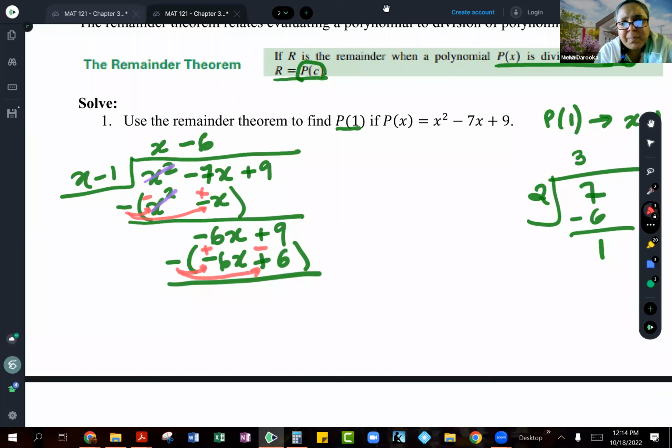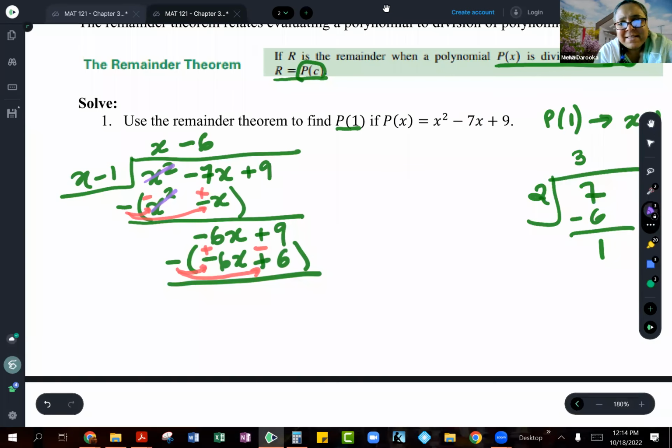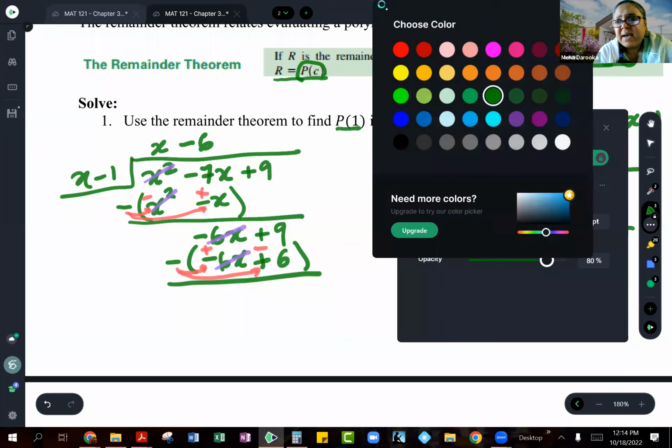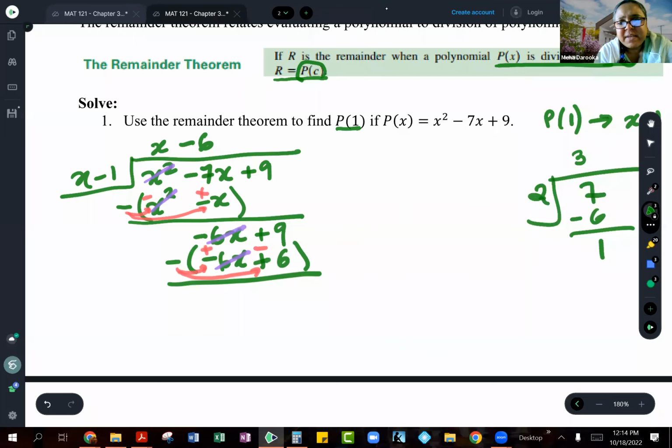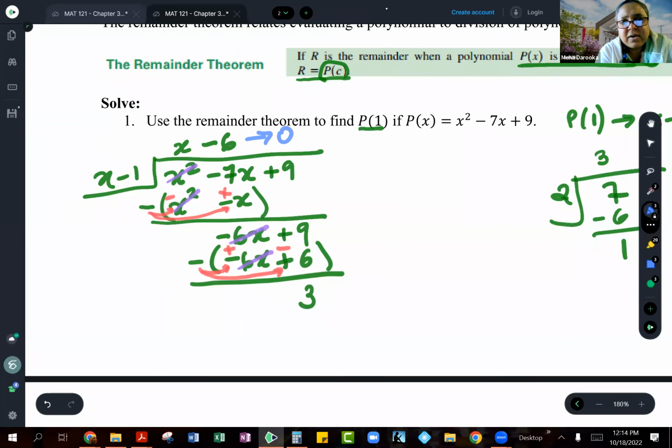Okay, so now, as we did before, you have a -6x here. This guy became +6x, so they cancel out. And then you have a +9 and a -6, so we can go ahead and subtract those. So +9 and -6 will, of course, then end up giving us 3 as our remainder. So this guy here, this is our quotient. This is, of course, our remainder.